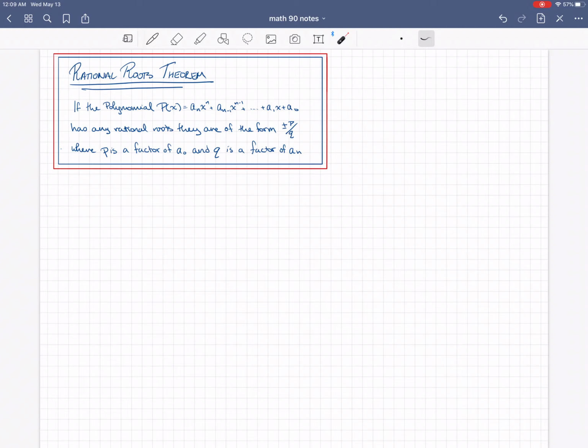So in this lesson, we're going to talk about a theorem that in a lot of ways defines the rest of our conversation about polynomials, and that's the rational roots theorem. So I have it written here, and we're going to read through it.